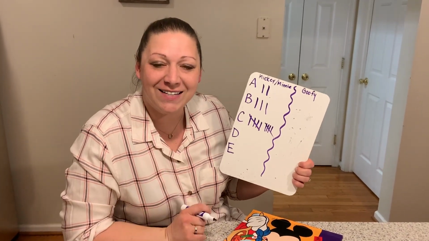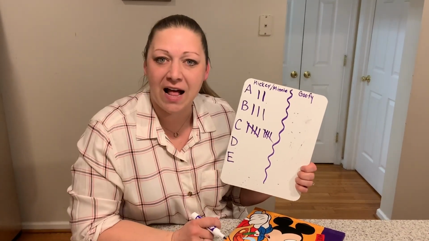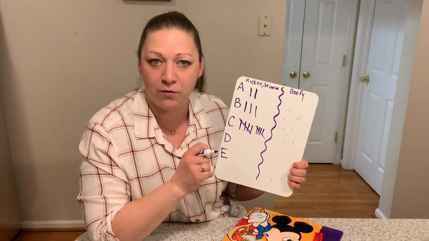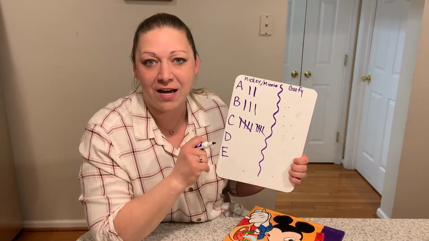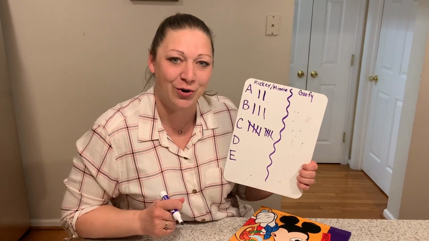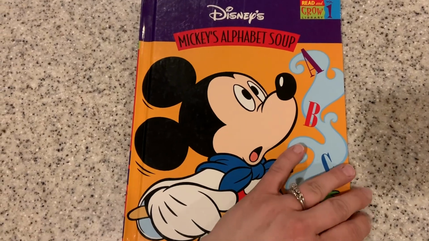So let's go ahead and get into this story. Don't forget to keep tally of all of the ingredients that both Mickey and Minnie put in as a team and Goofy put in as a team. And then after that, I'll tell you the next steps for the rest of the activity. Let's take a look at the story. Mickey's Alphabet Soup.